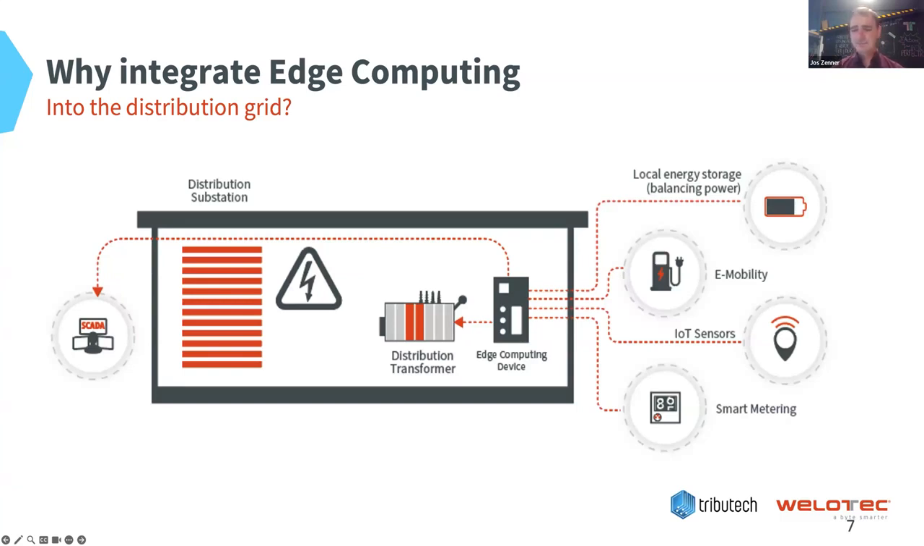We have additional IoT sensors. We have e-mobility applications, and local energy storage applications are also planned. All these devices are interacting with each other. They are exchanging data, and through, for example, an edge computing device, an edge computer, which is collecting the data, they're communicating with the SCADA or even with the cloud system.